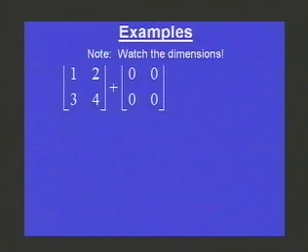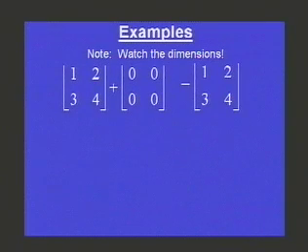Here we have an example with addition, so we have the matrix 1, 2, 3, 4 plus the 0 sub 2, 2 matrix, which is 0, 0, 0, 0. Obviously that's going to do nothing to the original matrix.